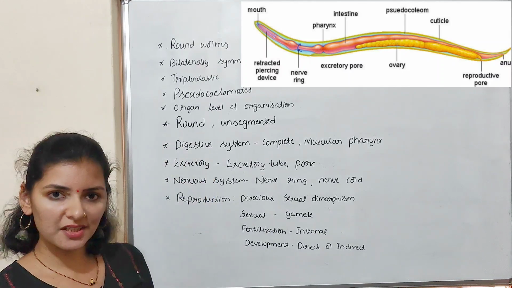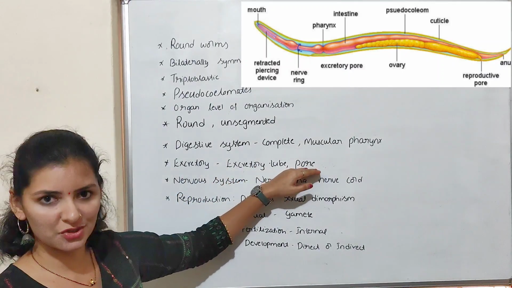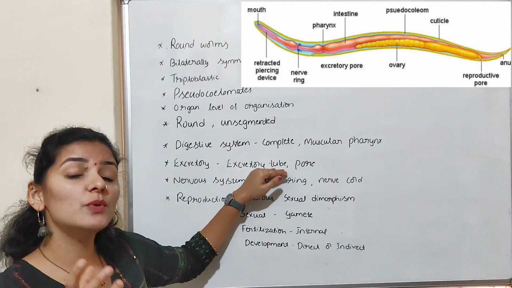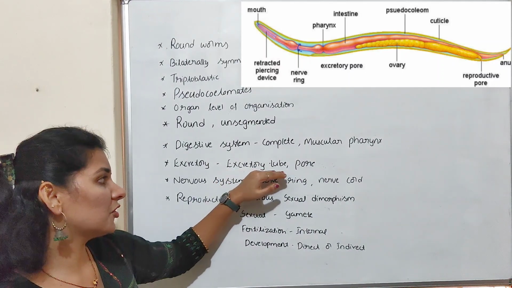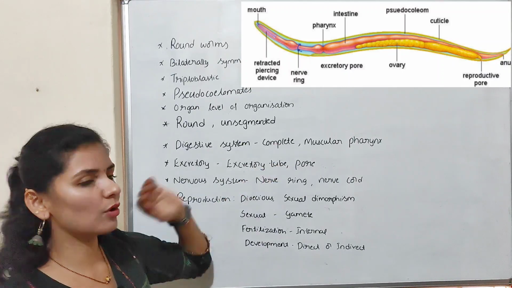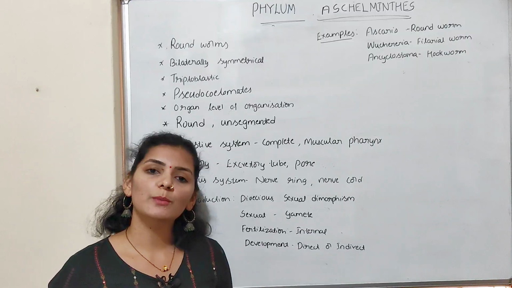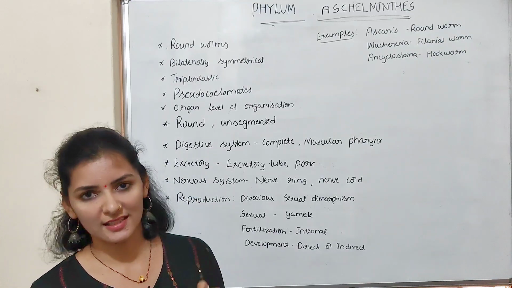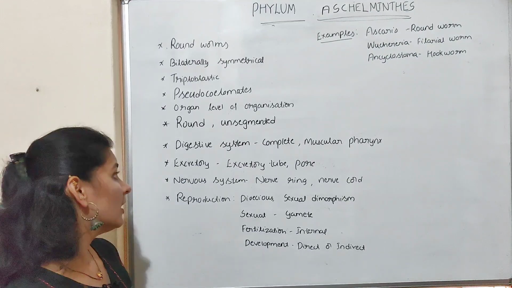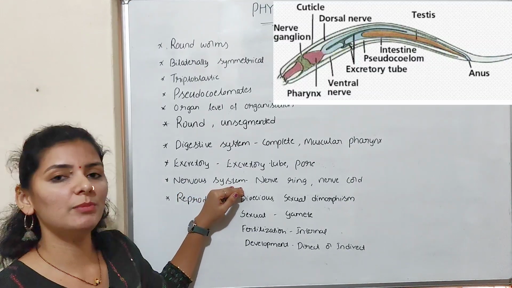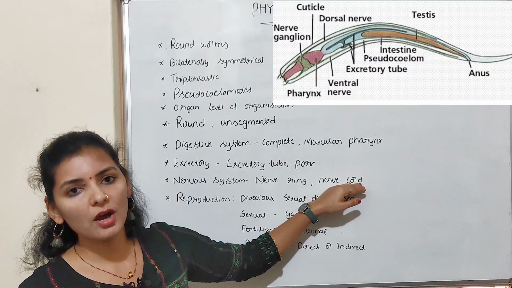If we talk about the excretory system, it consists of two parts, that is the excretory tube and the excretory pore. The excretory tube collects the waste from throughout the body, and this waste is eliminated outside through the excretory pore. These organisms do not have respiratory, circulatory and skeletal systems. Usually respiration takes place through the general body surface. They have a well developed nervous system with a nerve ring and a nerve cord which is present throughout the length of the organism.